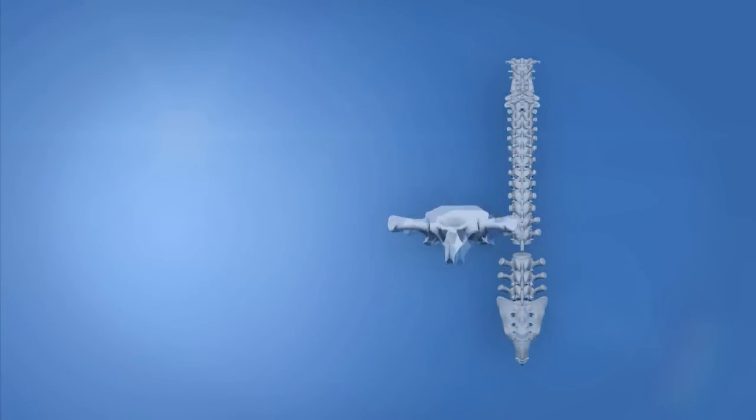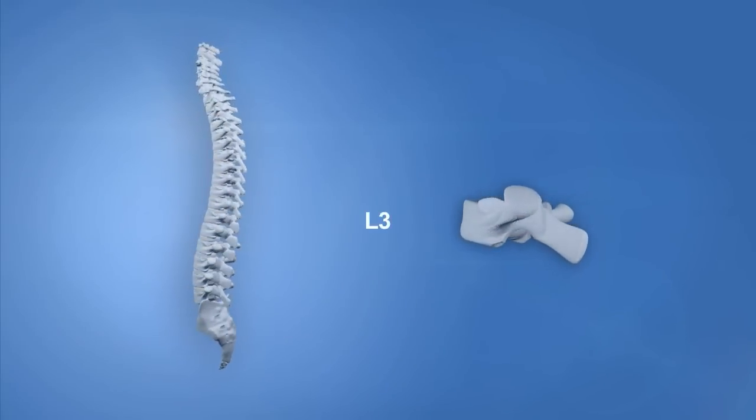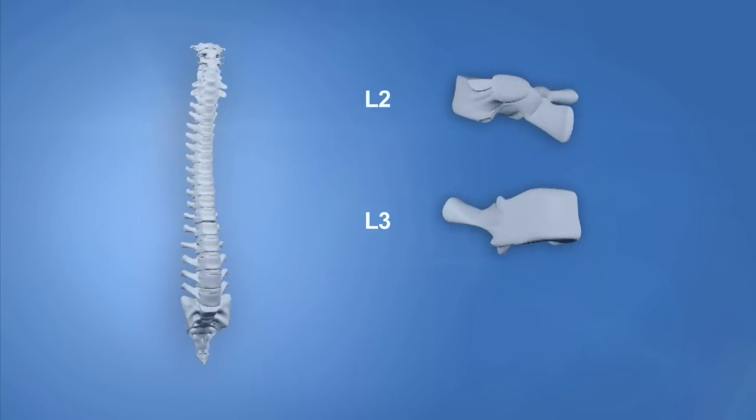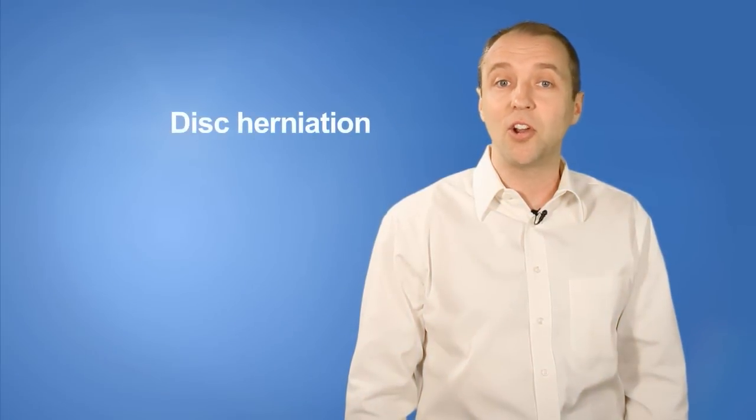In the previous episode, Dr. Armitage talked about L2. As we move down the spine, the next vertebrae is L3. This one is associated with L2 above it and L4 below it. Today we are going to be talking about disc herniation.